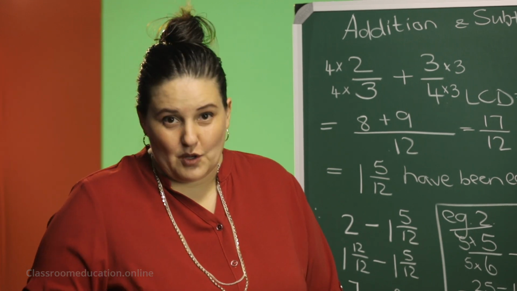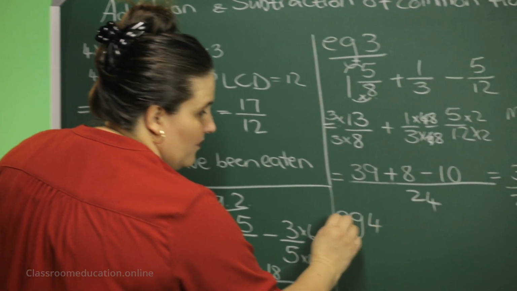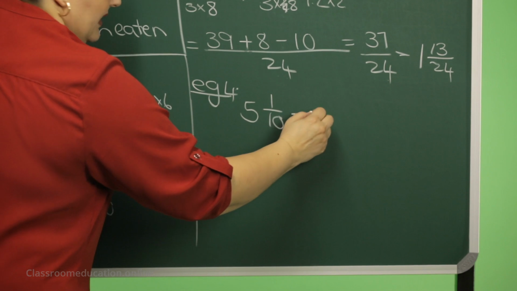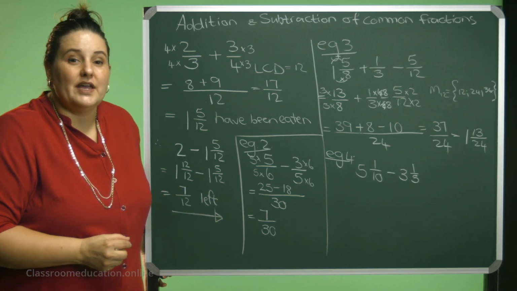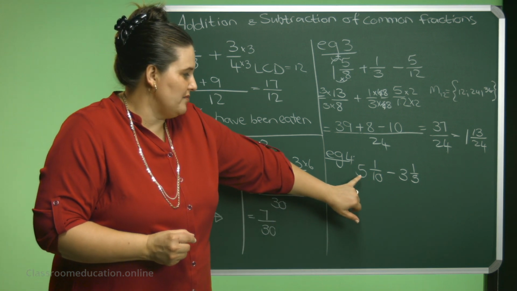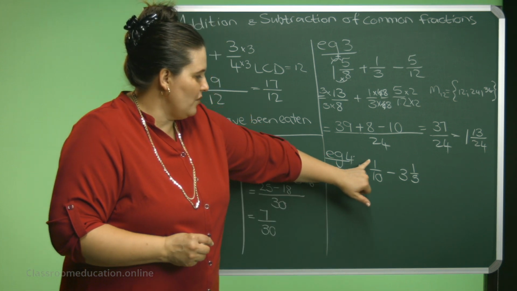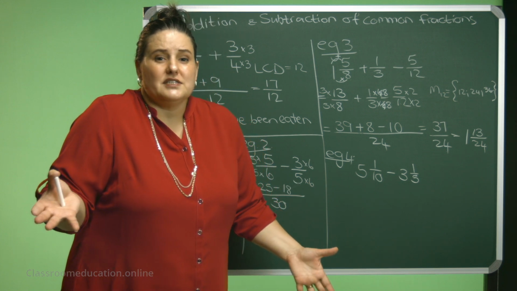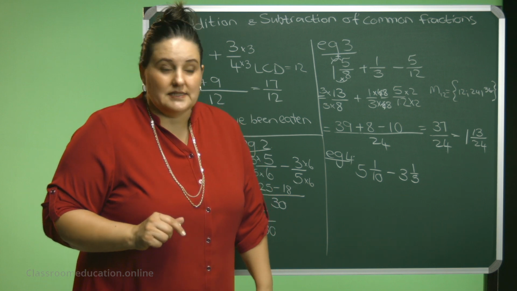Let's do another example. Example number 4. We have 5 and 1/10 minus 3 and a 5th. Okay, how can we handle this calculation? Let's start maybe with the whole numbers. 5 minus 3, yes, I can say that. But can I say 1/10 minus 1/5? I can't, because it's important that the denominators must be the same. So let's make the denominators the same.